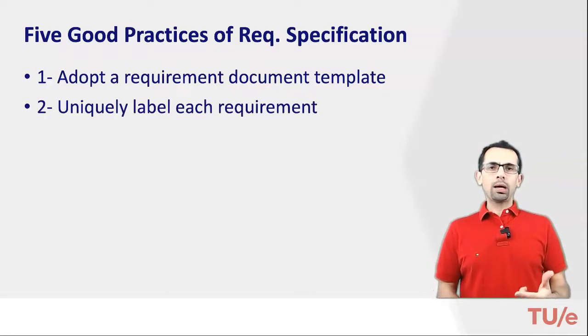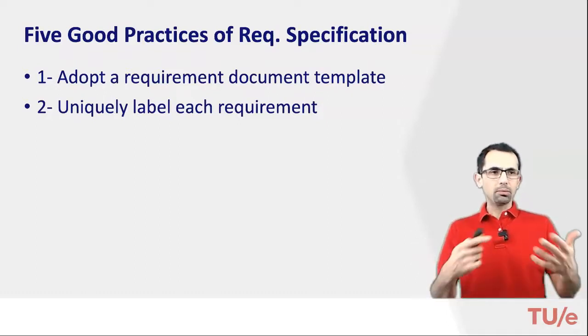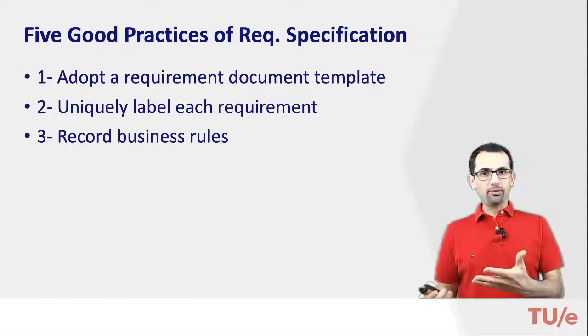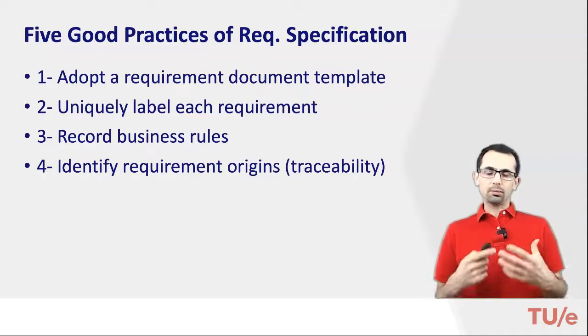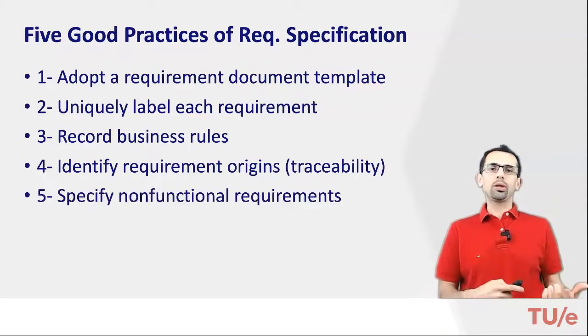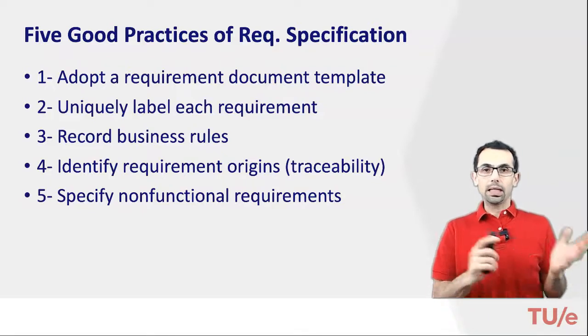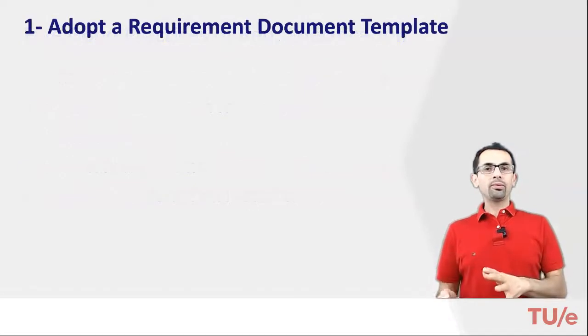Uniquely label each requirement so that we understand when we say, hey, which requirement XYZ. Don't leave it open. Record business rules because they're important and they influence a lot of other types of requirements. Identify requirements origins, like establishing traceability. We'll spend more time on that. And finally, don't forget to specify non-functional requirements, including the quality requirements that we have covered in another video module. Okay, now let's start with the first one, adopting a requirements document template.